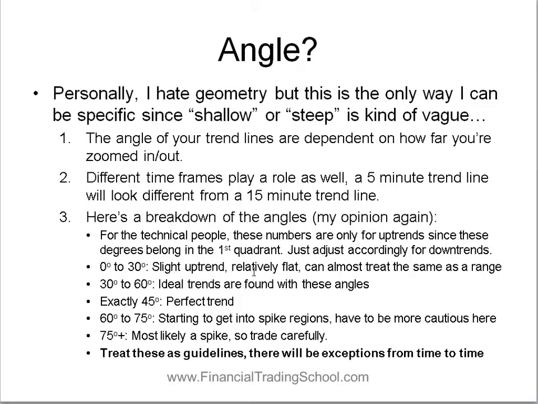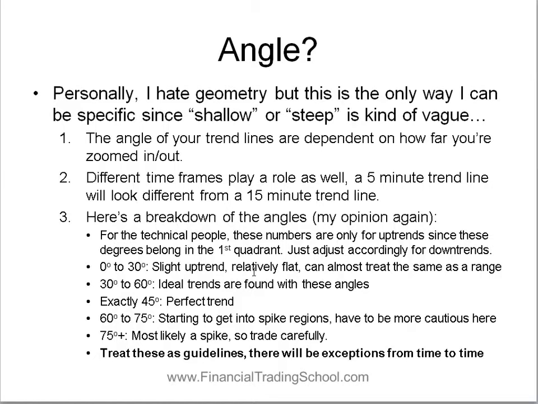Personally, I hate geometry, but this is the only way I can be specific, since shallow or steep slopes is kind of vague. Like, what's steep? What's steep to me might be shallow to you, or vice versa. So everybody has their own opinion of this. The angle of your trend lines are dependent on how far you're zoomed in or out.